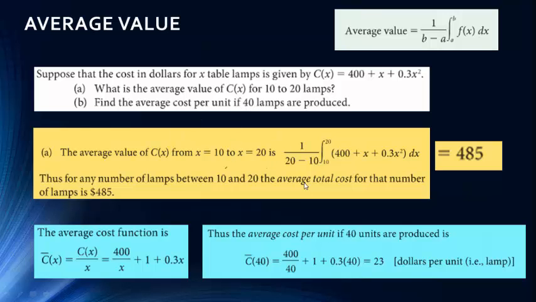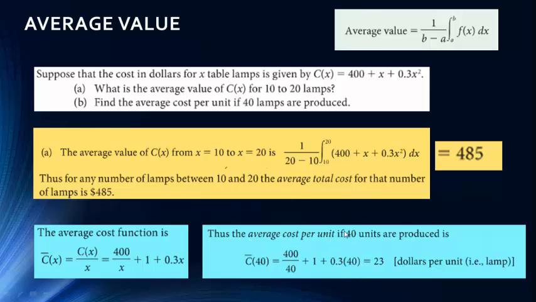Here, this is the average total cost. So this says if we make 10 lamps, how much would it cost? 11 lamps, how much would it cost? 12 lamps, etc., all the way up to 20. We would add all those totals together, and then we would divide by the number here. And if we did that, we'd get the average cost would be 485. So this is the average total cost, not the average cost per unit, okay?